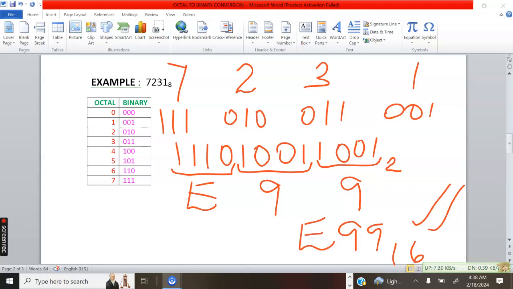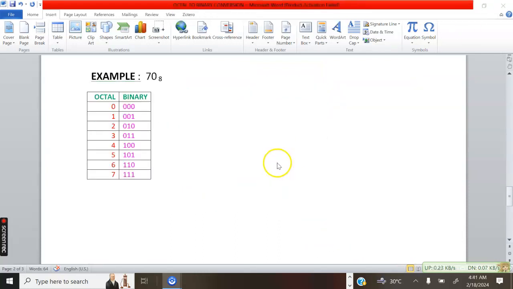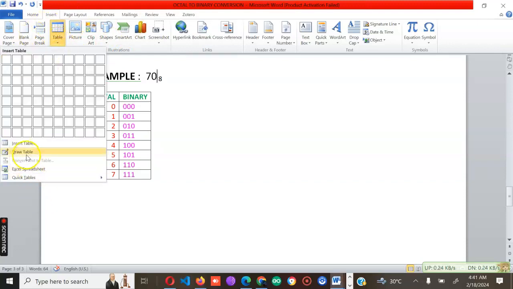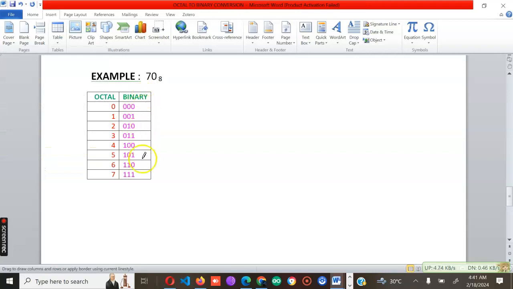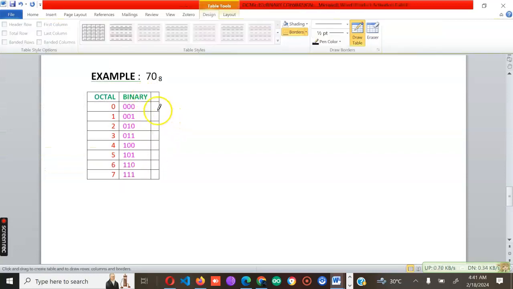Okay, let's move to our next example, where we have the 70. For this one, I would want to introduce now the table where we have the hexadecimal. So let me do that so that we can make our work easy. So here we have the hexadecimal.